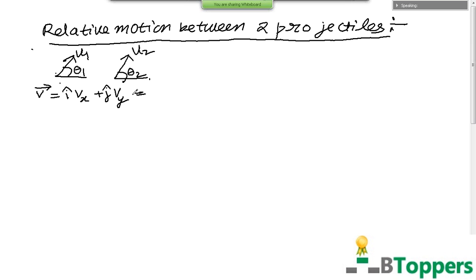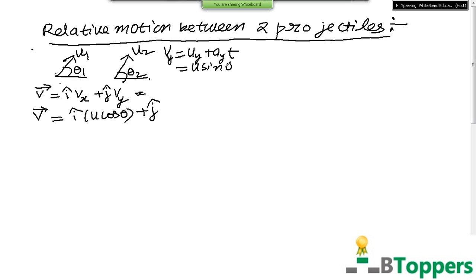The horizontal component of velocity of a projectile at any instant during the motion under the influence of gravity is the same as the horizontal component of initial velocity, which you can write as u cos theta. And the vertical component of velocity at time t after projection can be found by using the equation v equal to u plus at for motion in the vertical direction. The vertical component of initial velocity is u sin theta. The acceleration in the vertical direction is equal to minus g. So in vector form, the velocity at time t after projection is given by v bar equal to i cap into u cos theta plus j cap into (u sin theta minus gt).